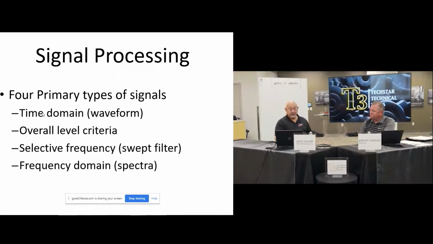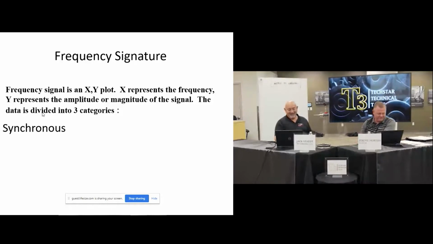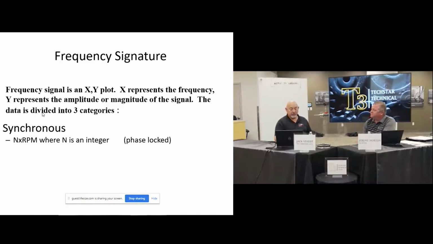Okay. Frequency domain. We look at the frequency signature as an XY plot. X represents the frequency, Y represents the amplitude or magnitude of the signal. The data is divided into how many categories? You guess three? Three. Lucky. We have synchronous, which is an integer of turning speed. Okay. And you have to have a phase reference to get the synchronous data, correct? Like a keyphasor or a pulse per revolution?